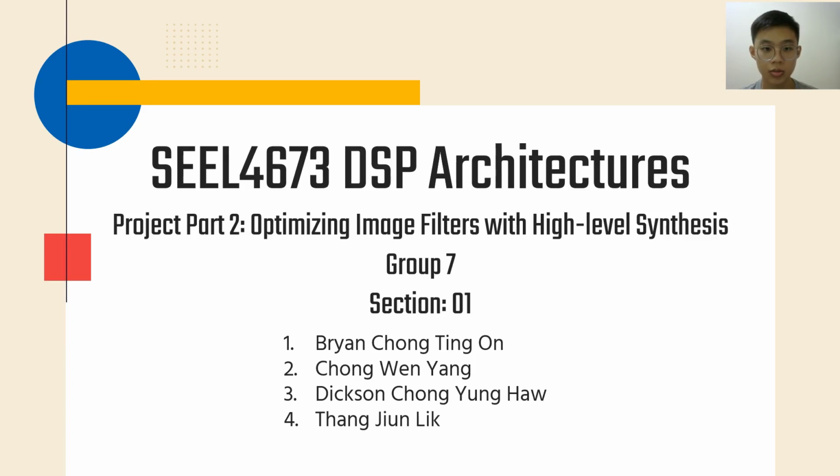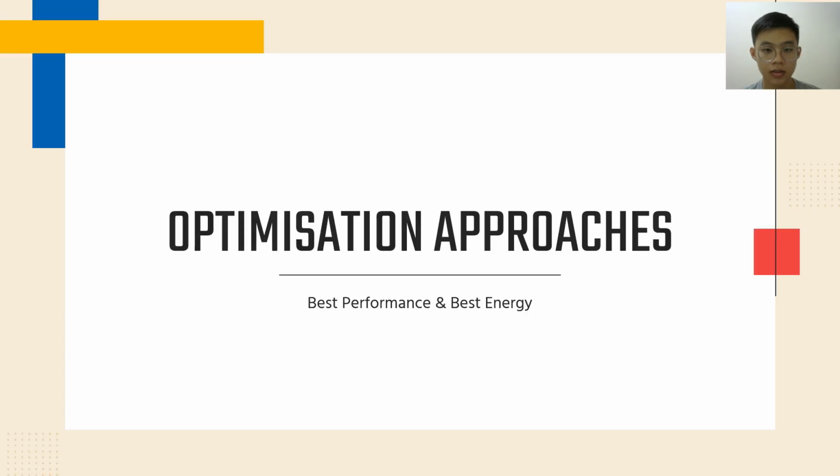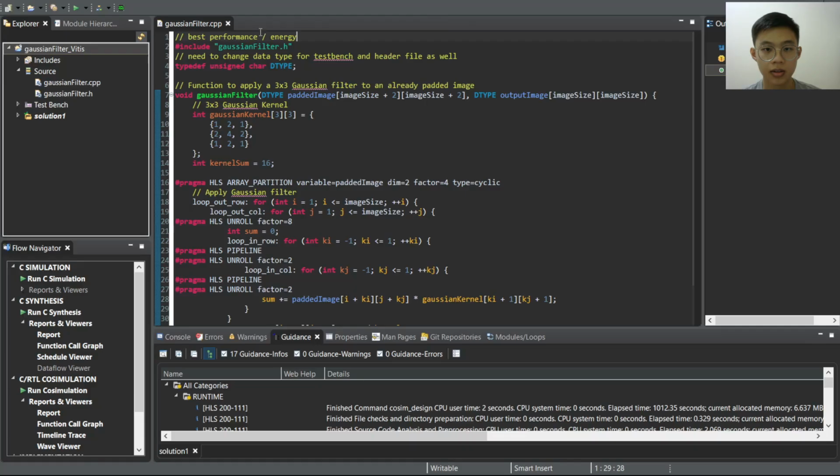Today I'm going to demonstrate our project part 2, which is optimizing image filters with high-level synthesis. Our group consists of 4 members: Brian Chong Ting On, Chong Wen Yang, Dixon Chong Yong Hao, and Tang Junling. After that, let's look at the optimization approaches for both best performance and best energy design.